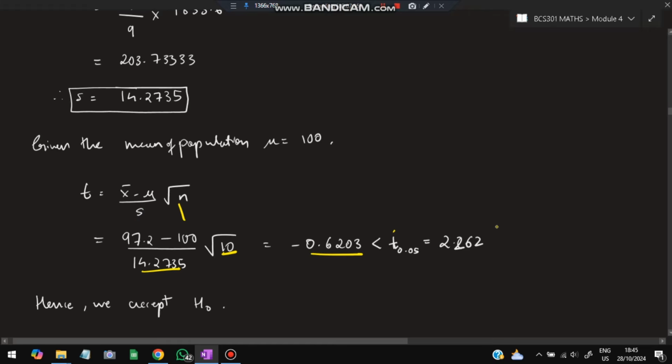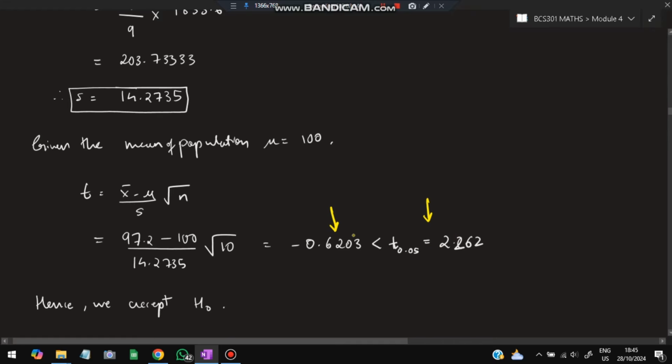Now the t value of 0.05, either they will give in the question or you will be given a book in which the t table will be there, right? You have to refer either of them and get the t value of 0.05. So you'll get here 2.262. Now you have to compare if the answer which you have got is less than this or not.